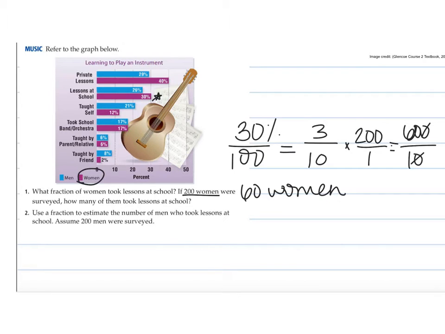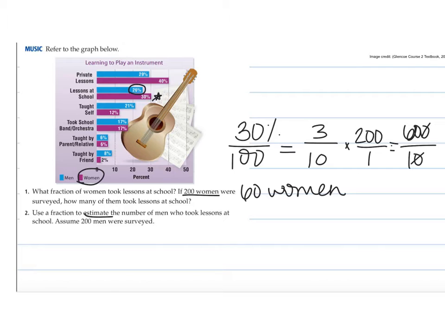Now on question 2 here, it's asking us to estimate the number of men who took lessons at school. So what we're going to do is look at this 26% and find nicer numbers to work with. When we are estimating percents, we always want to look for the tens. Otherwise, 25 and 75 are good amounts. So looking at trying to round to 10, 20, 30, 40, and so on. Otherwise, 25% and 75% are also good amounts that we could estimate too.